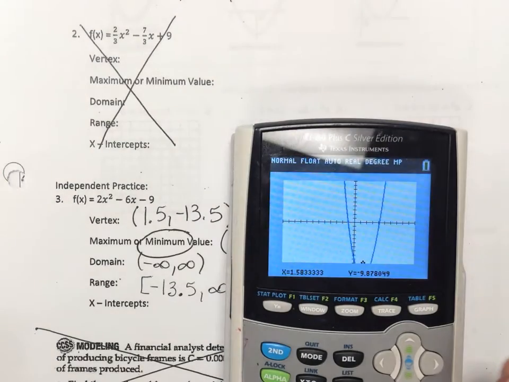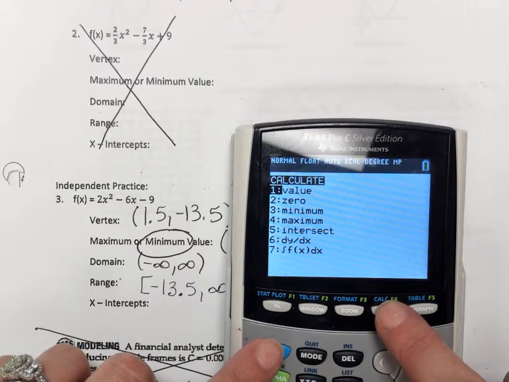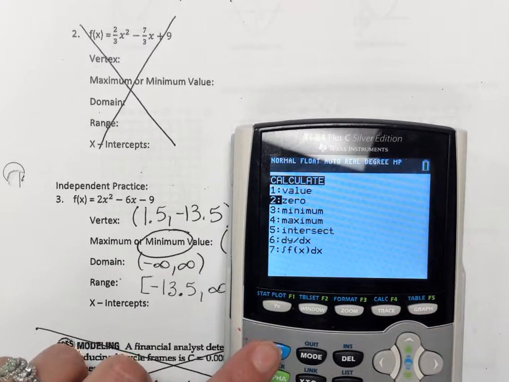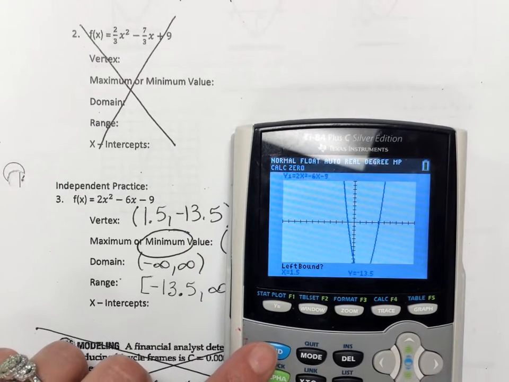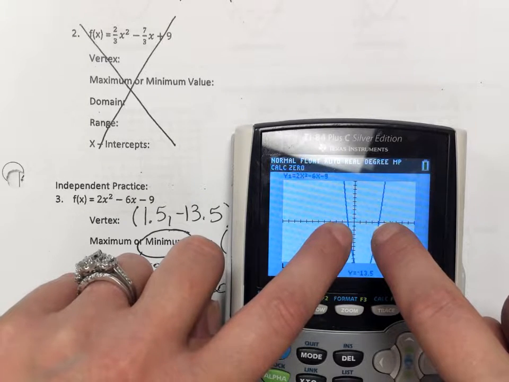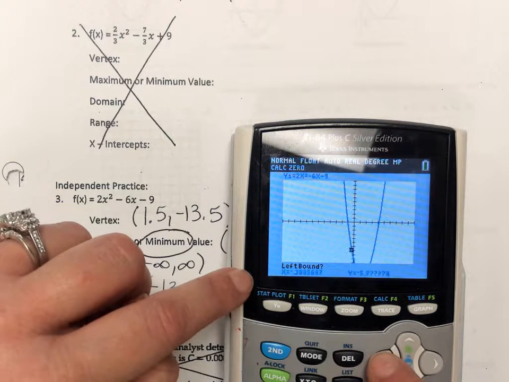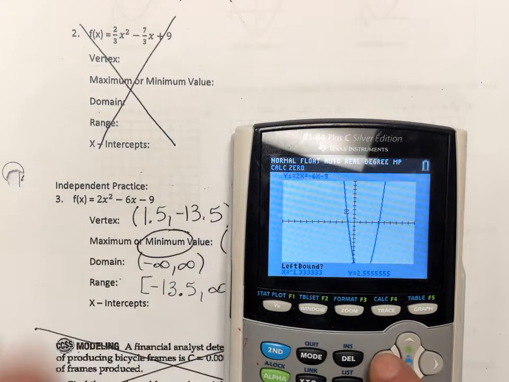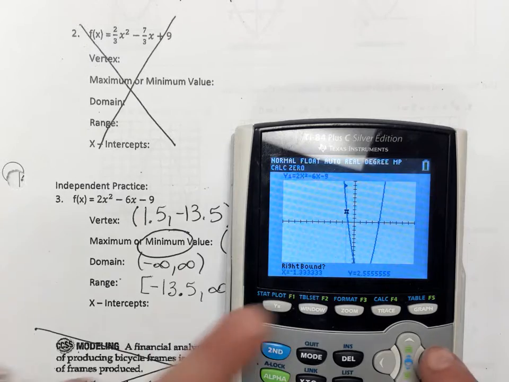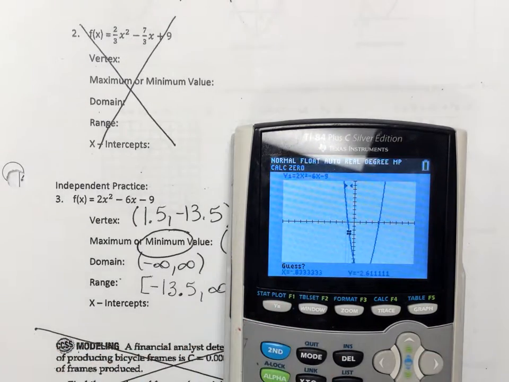Alright, I gotta find the x-intercepts. You ready? So we're gonna go second calculate. We're gonna find my zeros. Alright, do you see how I have two x-intercepts right here? Looks like about -1 and -4, or positive 4-ish. So let's go on the left side, which is about right there. 0. Hit enter, yep. And then I'm going to go on the right side, which is right below it, and hit enter, and it wants you to guess.